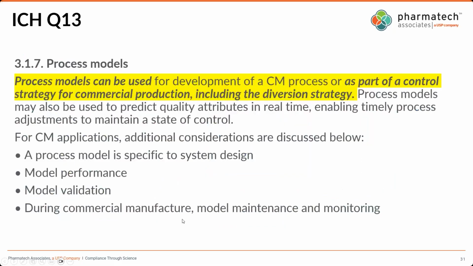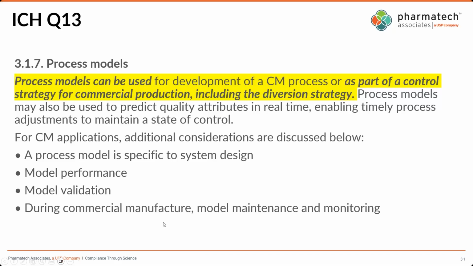And what are the possibilities, like predictive models? ICH Q13, by the way, is giving opportunities here, saying process models can be used for development of continuous processes or as part of the control strategy for commercial production, including the diversion strategy. So this is where I see the way out: you can use these predictive models, and it has been shown several times that they are really reliable. Of course, you have to develop them, and maybe this is where you use PAT in your development stage. But when it comes to commercial release processes, I think predictive models are a good way to give systems back their reliability to operate.